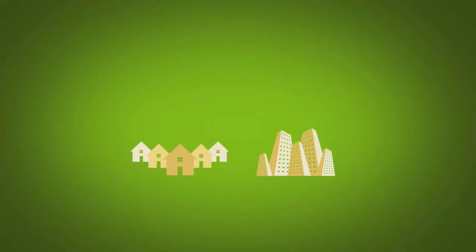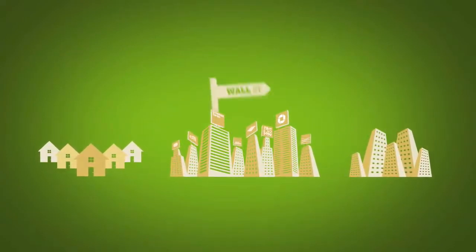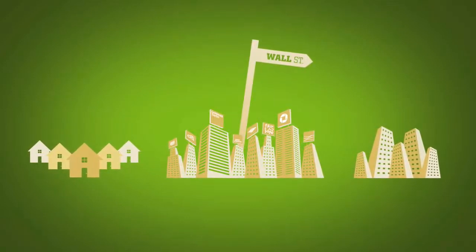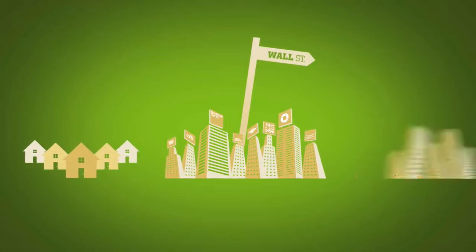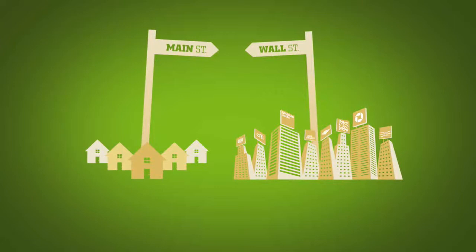These groups are brought together through the financial system, a bunch of banks and brokers commonly known as Wall Street. While it may not seem like it, these banks on Wall Street are closely connected to these houses on Main Street. To understand how, let's start at the beginning.